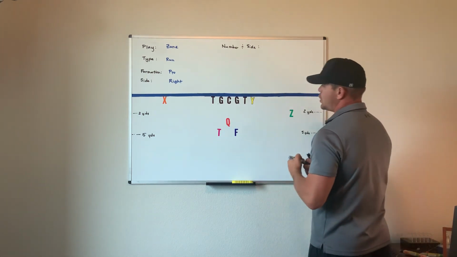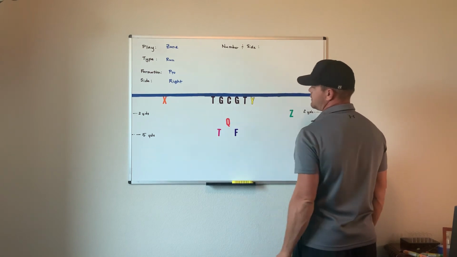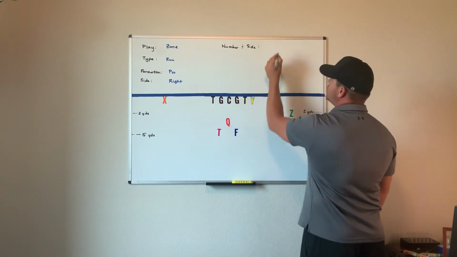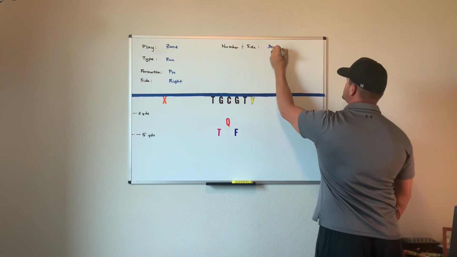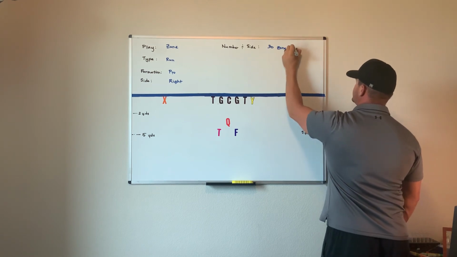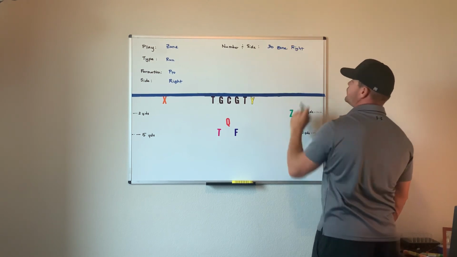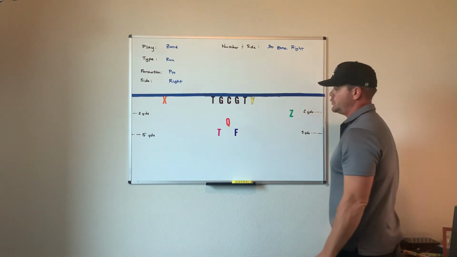They always cross over to the other side of the quarterback. So we're going to the 30 hole. So this is going to become 30 zone right. All right, so the full play call would be pro right, 30 zone right.